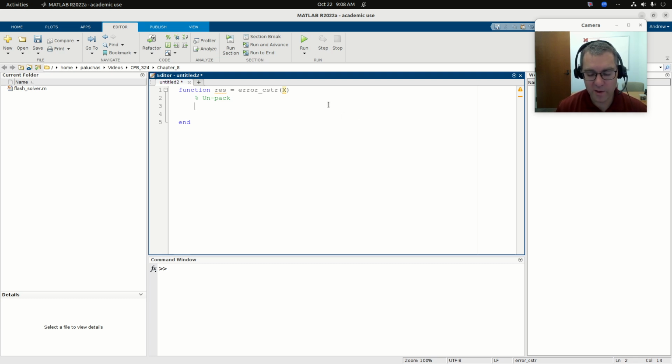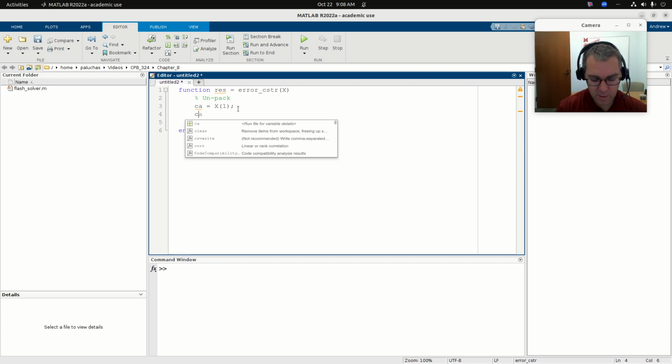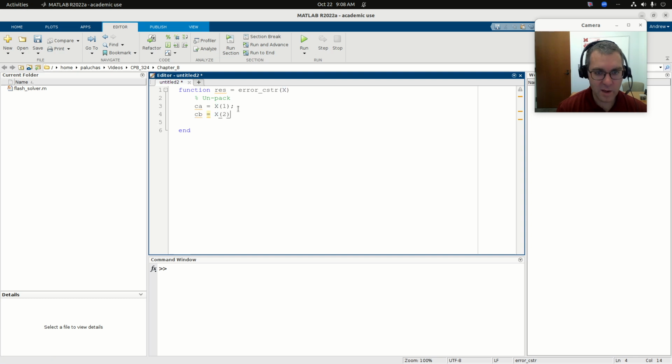Unpacking also allows me to assign names to those variables as they appear in my system of equations, so that my expressions, when I write them out, make more sense to me, and become easier to troubleshoot and debug. What I mean by that is I'm going to create some new variable Ca, and Ca is just going to be defined as the first element of X. Cb will be the second element. Cc will be the third. And Cd will be the fourth.